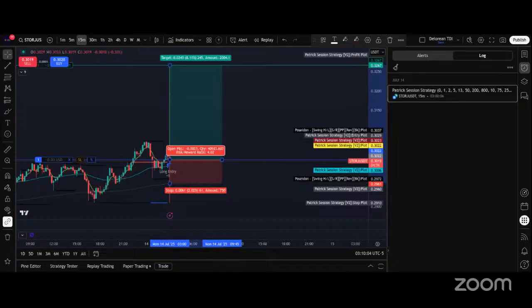Here's your next signals. Storj, STORJ, USDT. That's Storj versus Tether. 15-minute confirmation. Market execution buy. Entry price is 0.3022. Stop loss is 0.2961 for 61 pips. Take profit is 0.3267 for 245 pips. And a risk reward ratio of 4.02.